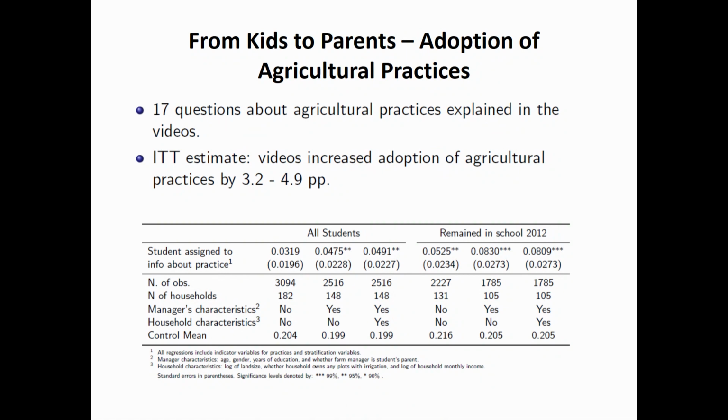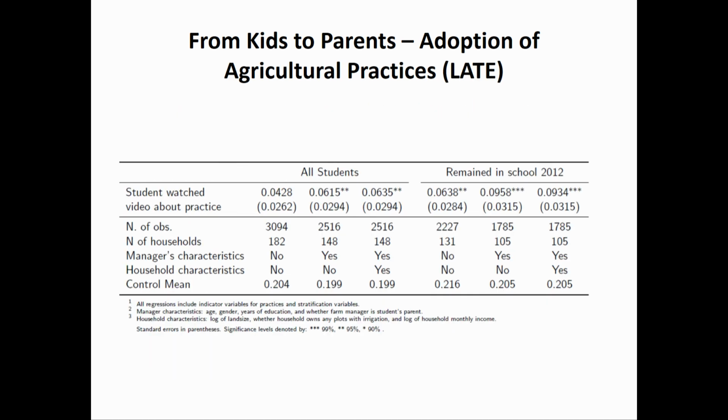Then we'll also look at adoption of agricultural practices. We have a set of questions to the parents to see if they will adopt the technology, and we found that we increased the adoption of the technology by 3.2 to 4.9 percentage points with the small sample that we have. If we had a bigger sample, which we are trying to do now, we'll have a bigger impact, of course. And the same with the LATE.